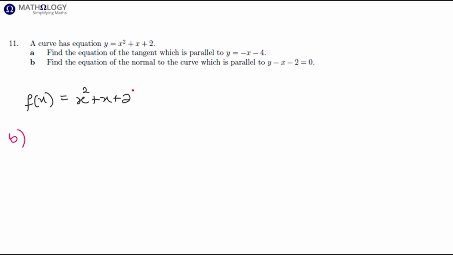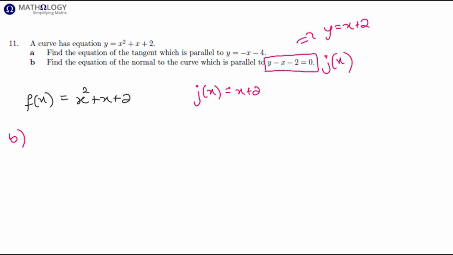For part B, we're now required to find the equation of the normal to the curve, which is parallel to y minus x minus 2. We'll call this j of x, since we've already used g of x and h of x, just to differentiate it from the rest. So we'll write this in standard form: y equals x plus 2. So j of x equals x plus 2.